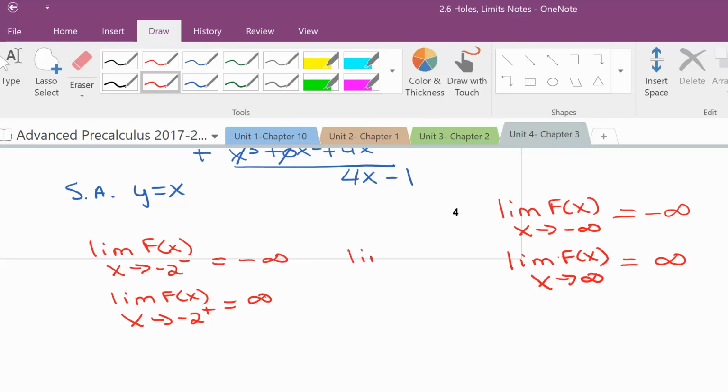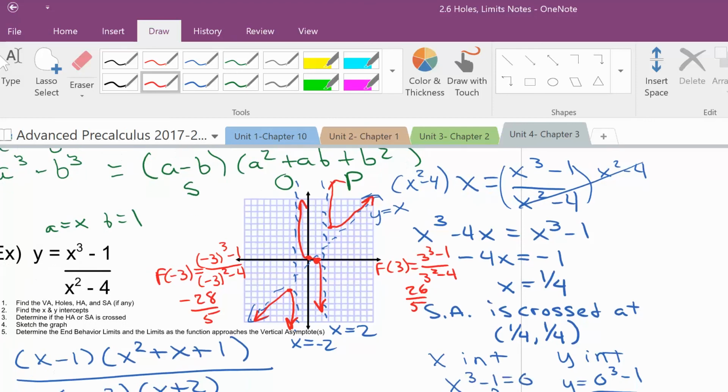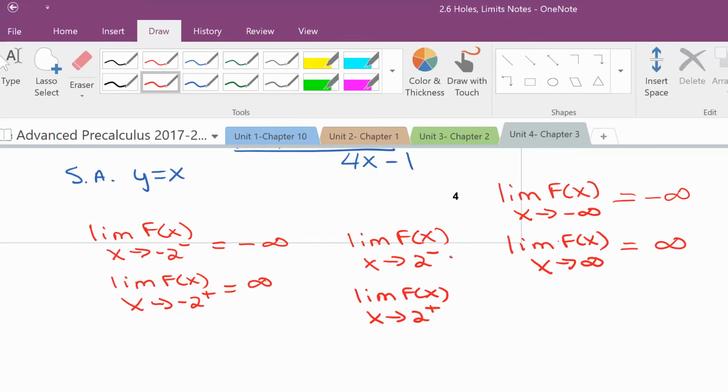And then at +2 we also have a vertical asymptote. So we go +2 from the left and +2 from the right. So if we look, +2 from the left is going down, on the right it's going up. All right, so that's the concept of limits and holes added to our rational function graphing.